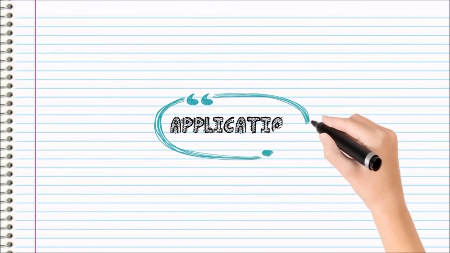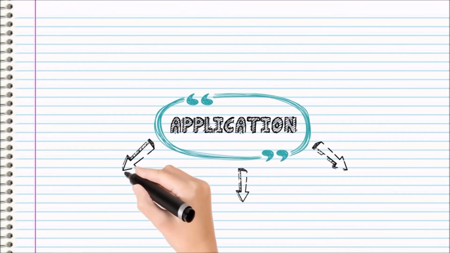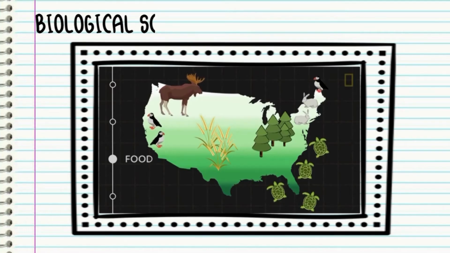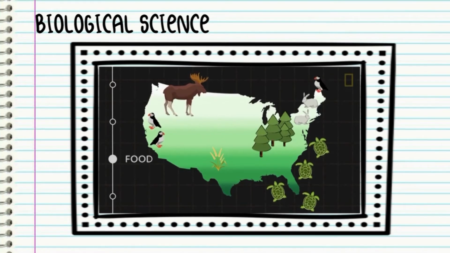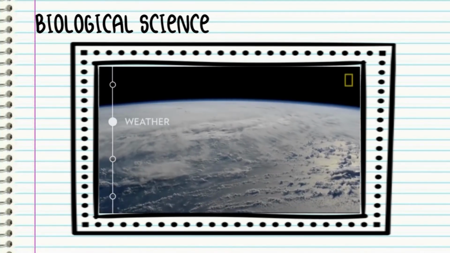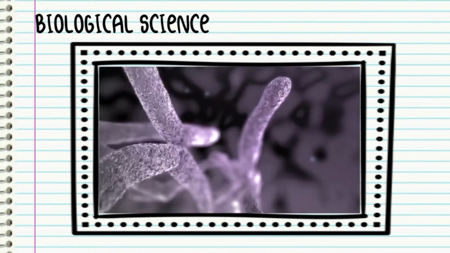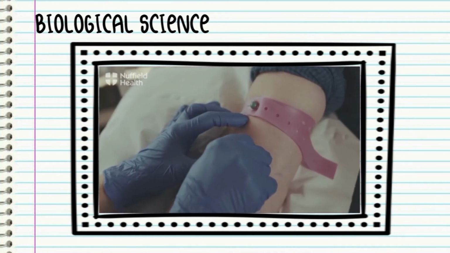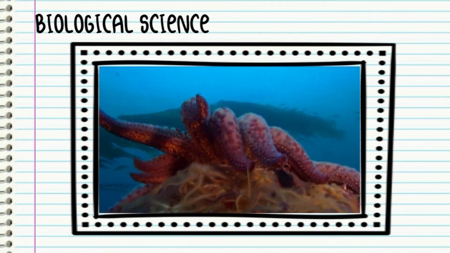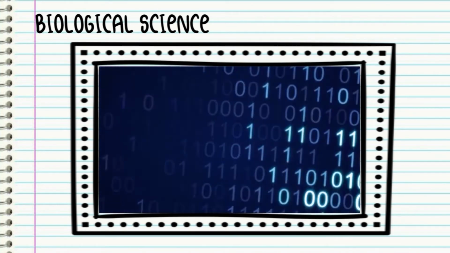Application. In biological science, SEMs can be used on anything, such as measuring the effect of climate change on species, identifying new bacteria and virulent strains, vaccination testing, uncovering new species, and work within the field of genetics.